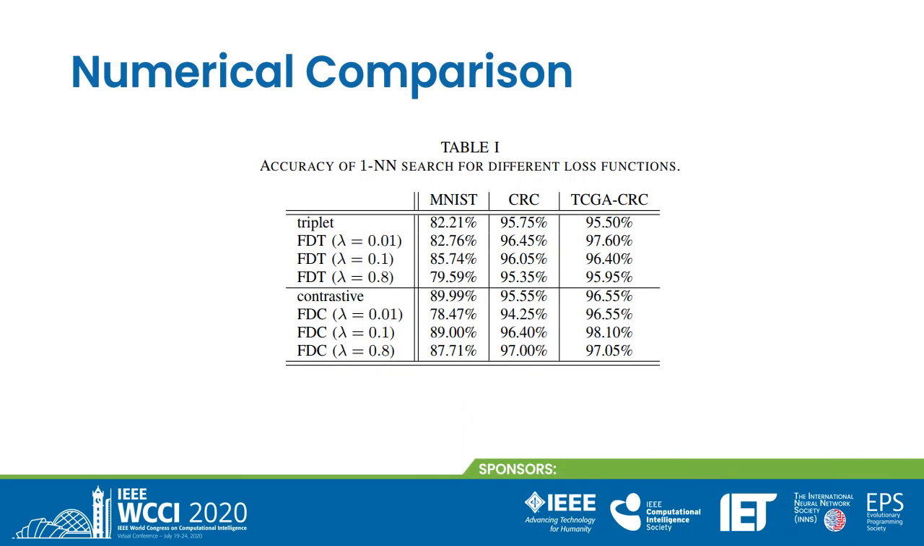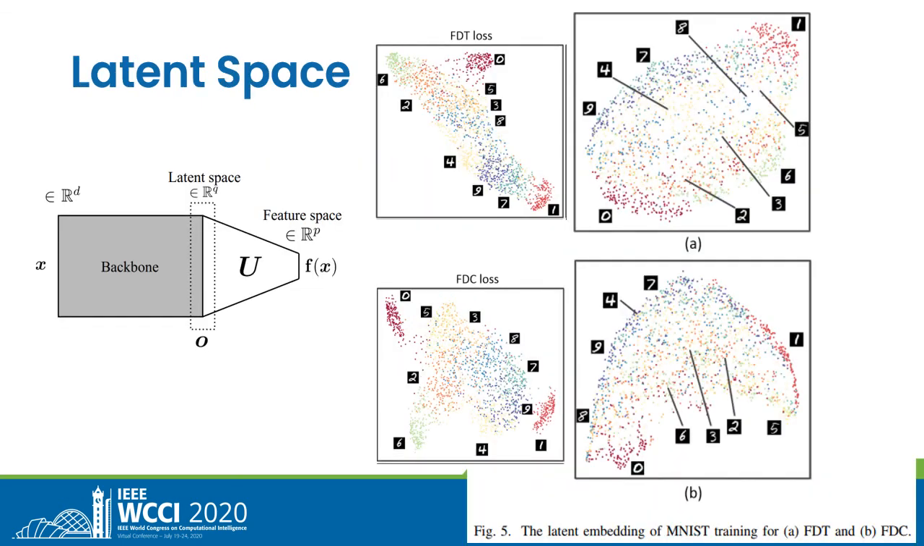Here we apply one nearest neighbor search for different loss functions in the embedded space, and as you can see, we usually outperform triplet and contrastive loss functions, and we also show the impact of lambda in our loss functions. As you can see, lambda equals 0.1 is usually working well enough. If it's too small, it emphasizes a lot on the total scatter and does not discriminate the classes very well. If it is too large, the embedding space explodes. So 0.1 usually works well.